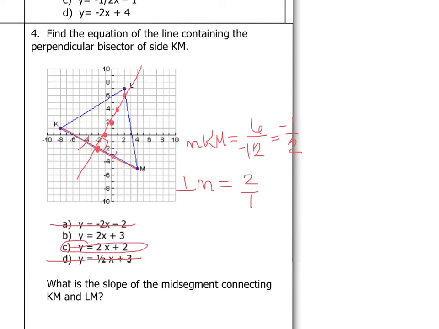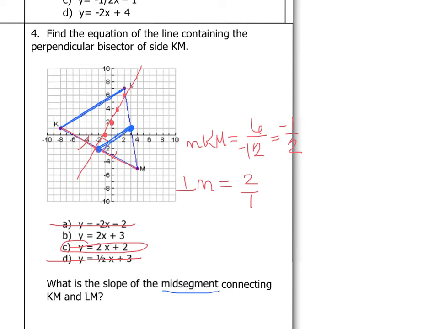Now this last part, we can do this one. What is the slope of the mid-segment connecting KM and KL? Oh boy, let's try to remember that. So a mid-segment, remember, connects midpoints. So we have a midpoint of KM. All right, we have a midpoint of LM. So there would be the mid-segment. Now remember, the mid-segment is parallel to this third side, and parallel lines have the same exact slope.